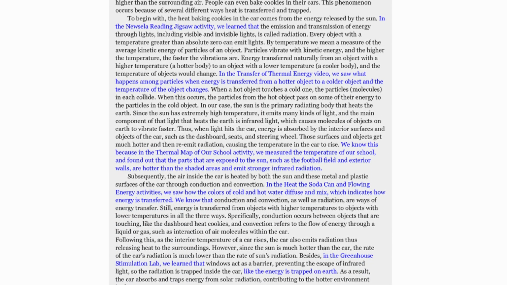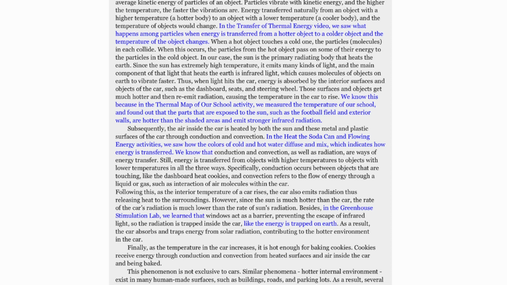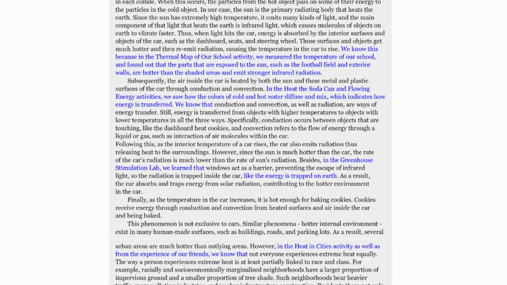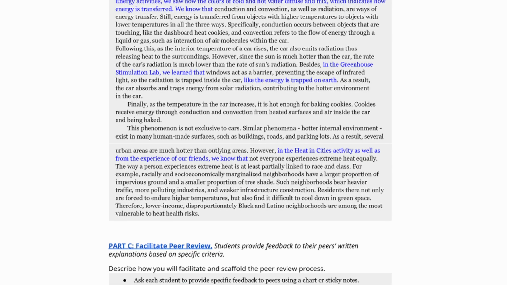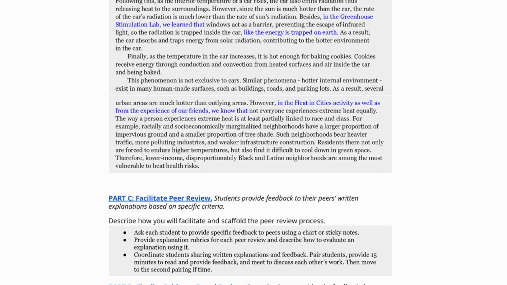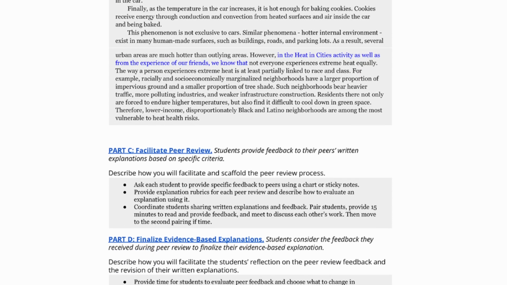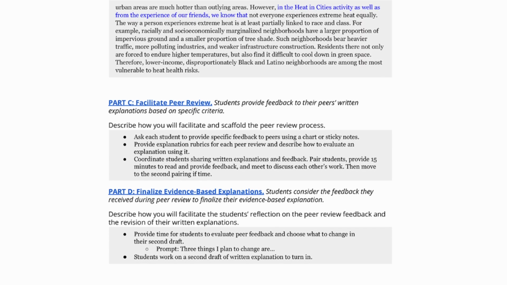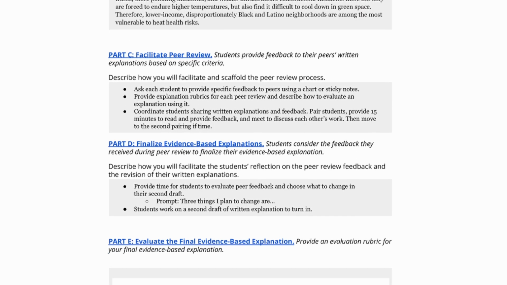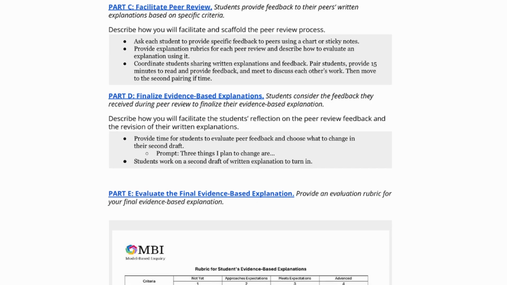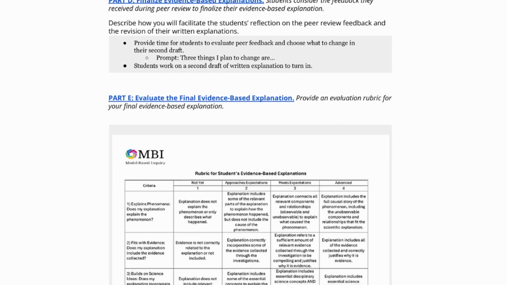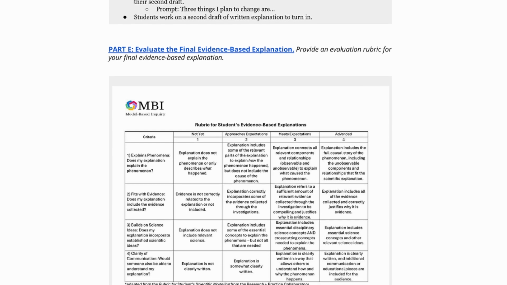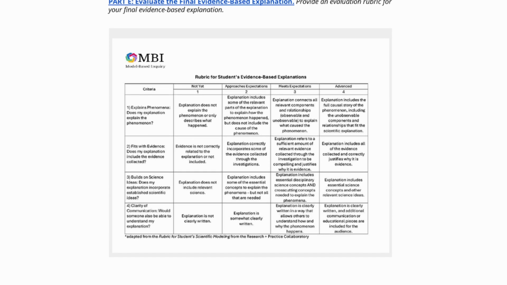In the template, we create a draft final evidence-based explanation at a level we would expect from our students at the end of the unit. The evidence-based explanation builds on the target explanation from earlier in the template by including specific evidence students will gain from the tasks. Finally, we facilitate a peer review session where students provide feedback to their peers based on specific criteria. Students use the feedback to finalize their explanation to turn in and be evaluated. We have developed a rubric for the students' explanations for your use.